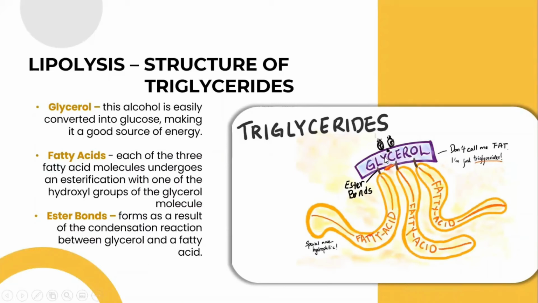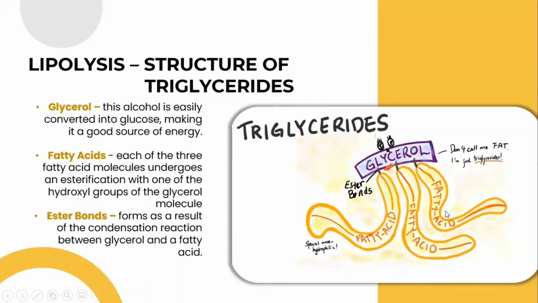Then next is the fatty acid tails. These are the organic acids naman, and each one of the three fatty acid molecules undergoes an esterification with one of the hydroxyl groups of the glycerol molecule. So here, the picture you can see, here are the fatty acid tails, 1, 2, and 3 fatty acids.